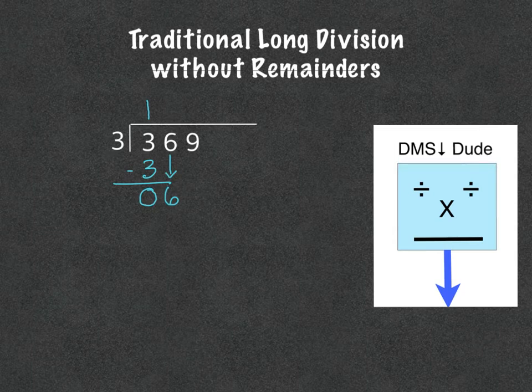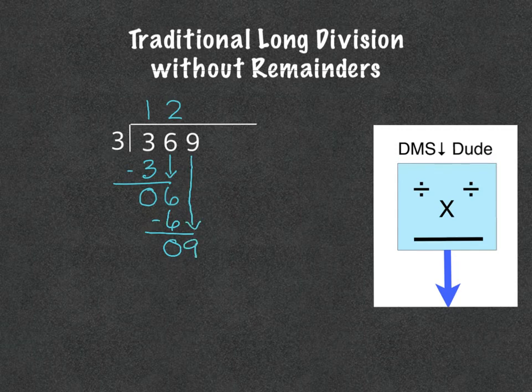So we're going to divide. So our first step is, can 3 go into 6? Yes, 3 can go into 6. 3 goes into 6 2 times, so that's our divide step. Then we're going to multiply. 2 times 3. So 2 times 3 is 6. Then we subtract, get 0, and then we're going to bring down this 9. Then we're going to do it all over again.